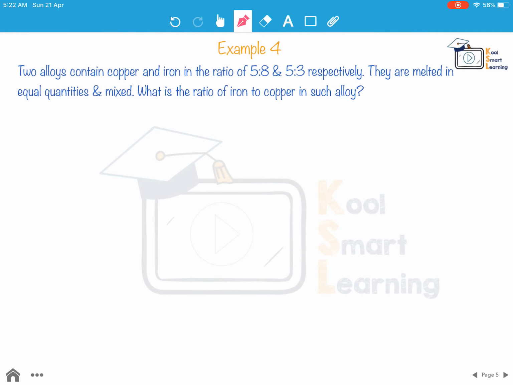So moving on to the fourth question. Two alloys contain copper and iron in the ratio 5:8 and 5:3 respectively. Now they are melted in equal quantities and mixed. What is the ratio of iron to copper? So it is given that they are taken in equal quantities. So let's first find out iron in the first alloy.